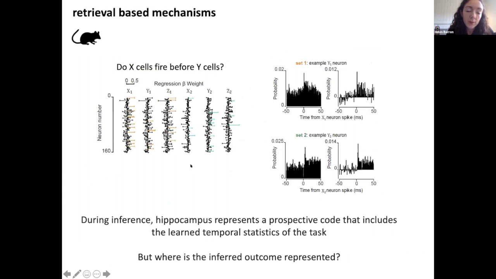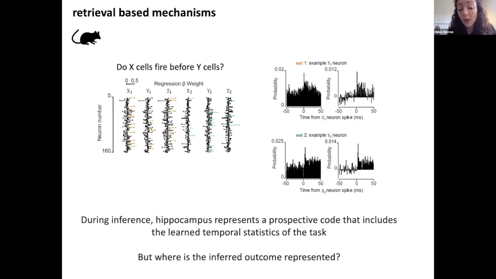And what's more, this sort of prospective code seems to retain the learned temporal statistics of the task. So this is just an illustration, but in the paper we have quantified this, and we show that if we pull out cells that represent the different cues X, Y, and Z, we find that during the inference test, the cells representing X fire before the cells representing Y. So these plots on the right here show that there is an increasing probability of the Y cells firing after a spike in X. So from this, we conclude that during inference, hippocampus seems to represent a prospective code that includes the learned temporal statistics of the task. So it's really relying on a veridical copy of memory in a way.